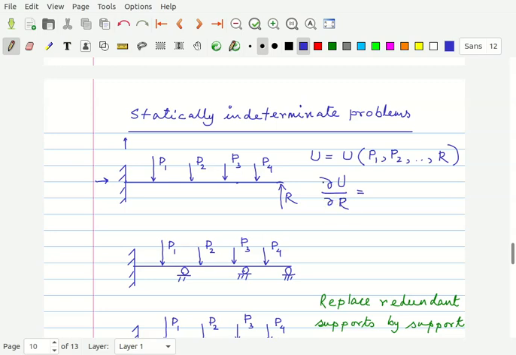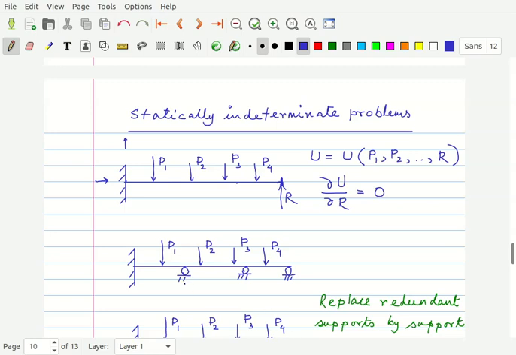That means the displacement or the deformation in the direction of R at the point of application of R. That means in the direction of R at the point of application of R. Now this being a support, this has to be 0. So along with the equations of statics, you are getting another equation. So now there are three equations, and you can solve for the three unknowns.